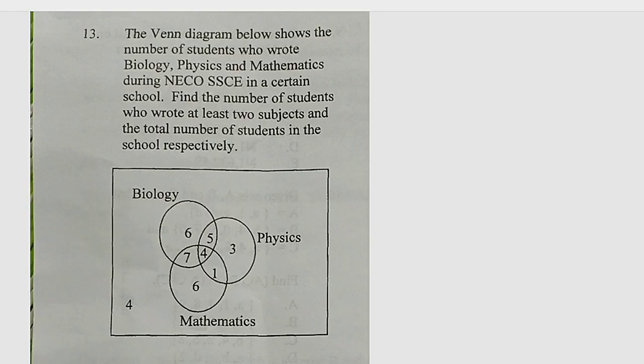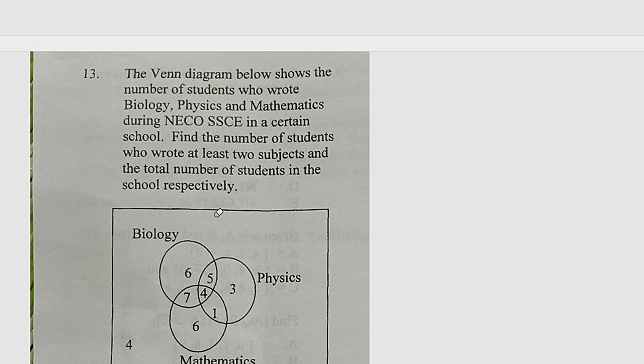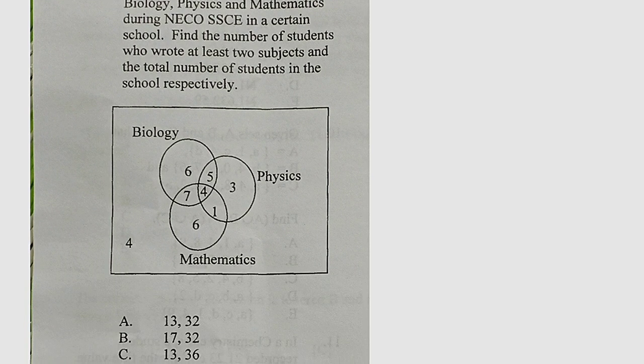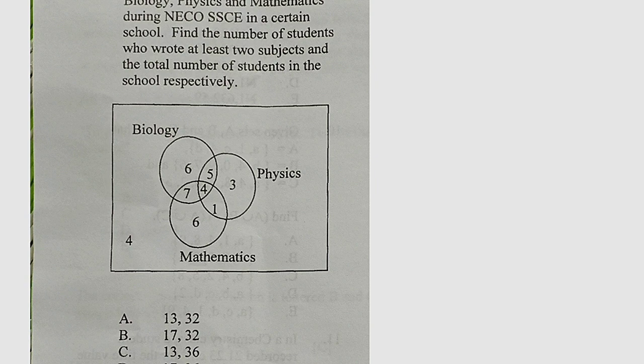Question number 13 reads, the Venn diagram below shows the number of students who wrote biology, physics, and mathematics during NECO SSCE in a certain school. We're asked to find the number of students who wrote at least 2 subjects and the number of students in the school, respectively. All right. What does this mean to say at least? At least 2 means it could be 2 or more than 2. So let me zoom this a little bit.